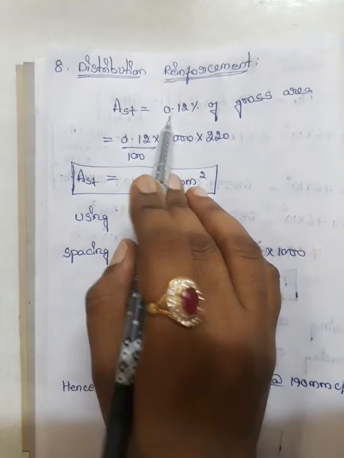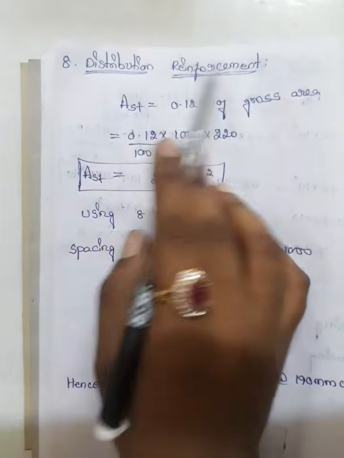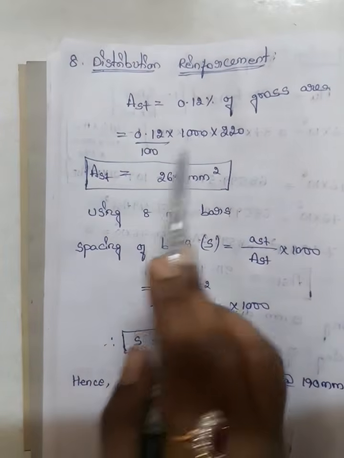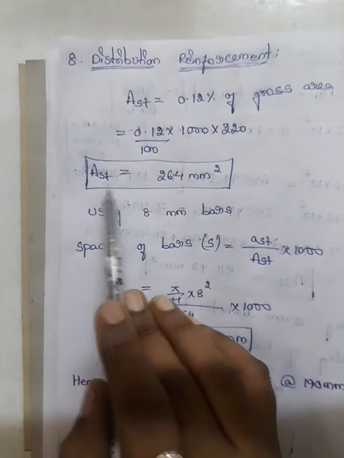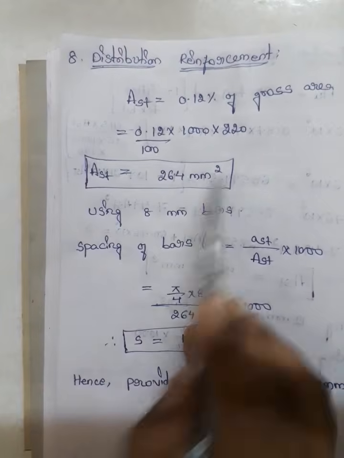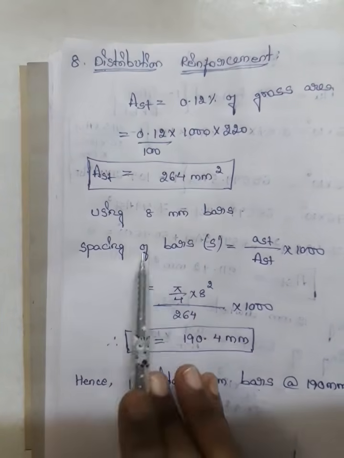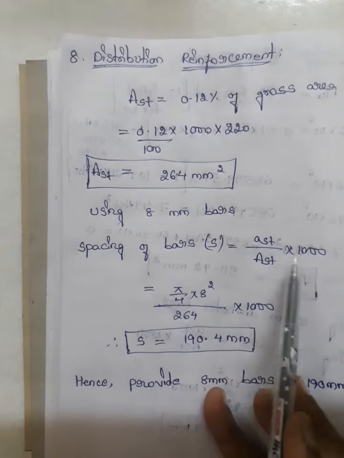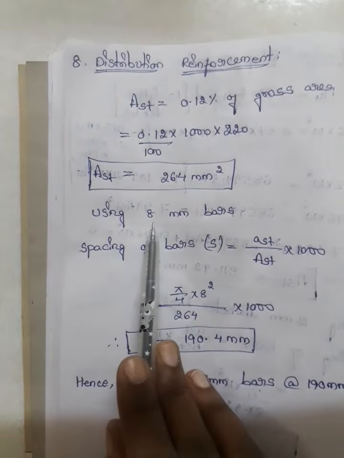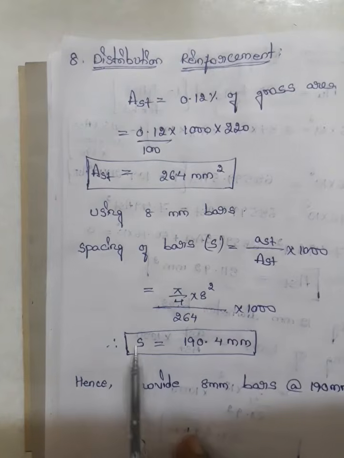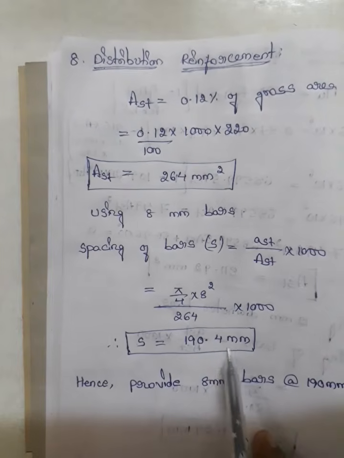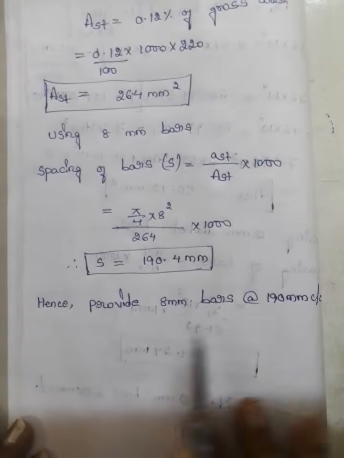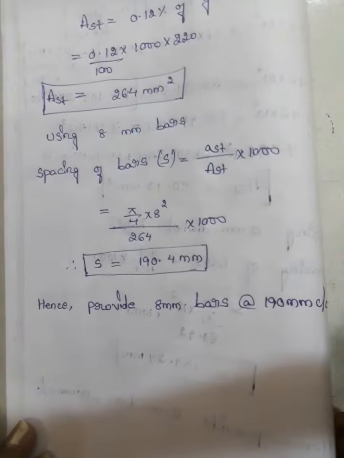AST is equal to 0.12% of gross area for distribution reinforcement. So 0.12% into area, 1000 into 220, the overall depth here. And AST you will get as 264 mm square. Using 8 mm bars, spacing of bars is equal to small ast by capital AST into 1000, so pi by 4 into 8 square by 264 into 1000. If you substitute all this, you will get the spacing, which is equal to 190.4 mm. Hence provide 8 mm bars at 190 mm center to center. So this is the distribution reinforcement.